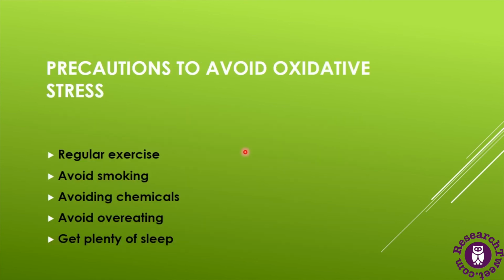There are many other precautions which we should take to avoid oxidative stress and its damage in our body. The first thing is regular exercise, because it's reported that regular exercise can help decrease the effects of aging, and it also decreases the risk of cancer and oxidative stress in our body. The second thing is to avoid both active and passive smoking. The third thing is avoiding chemicals, because there are many chemicals which cause radiation and chemical exposure, like pesticides, insecticides, and many other chemicals. So they should be avoided.